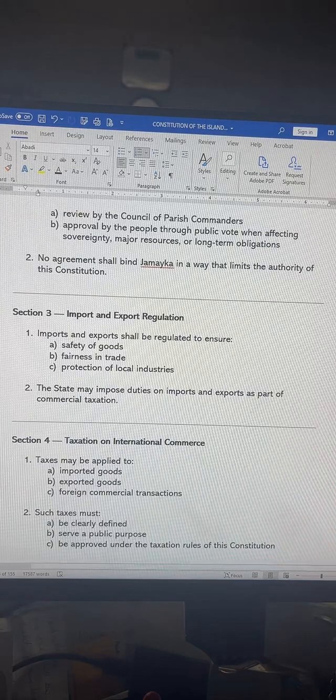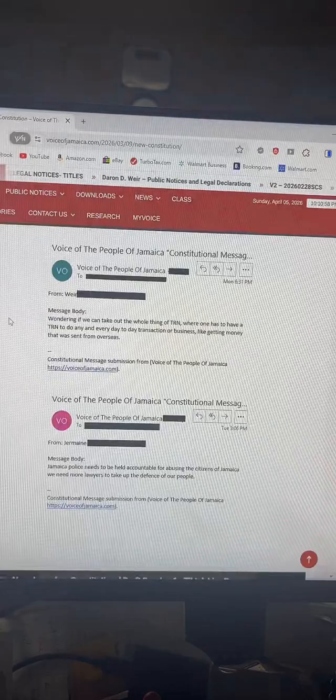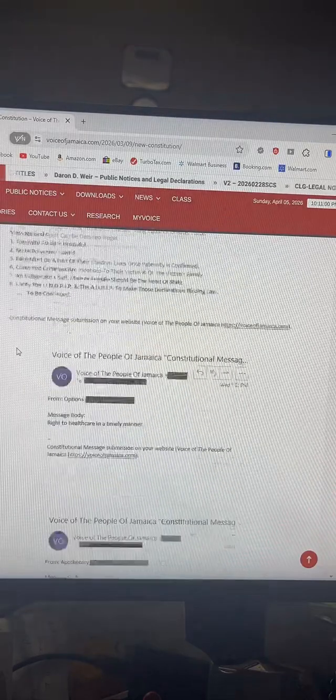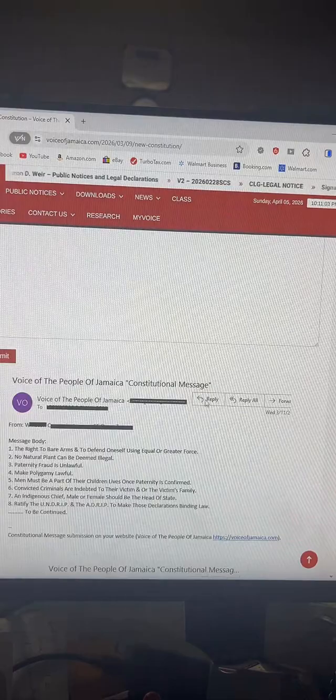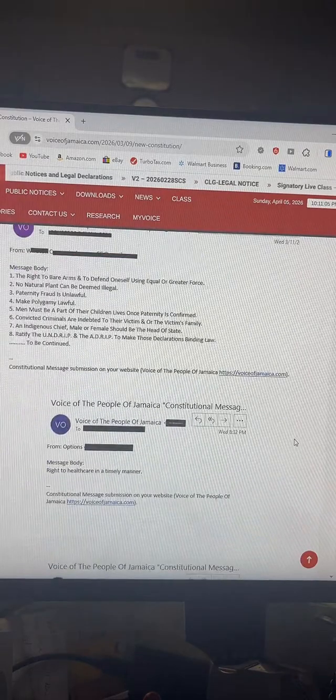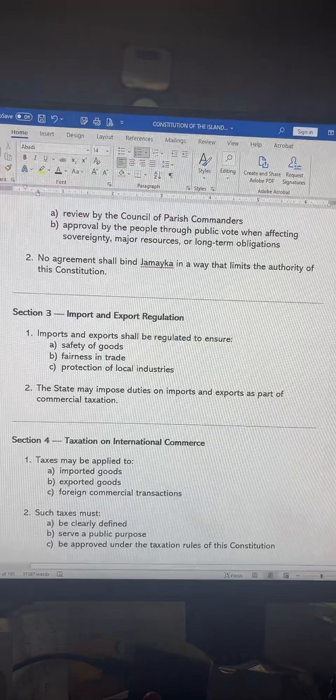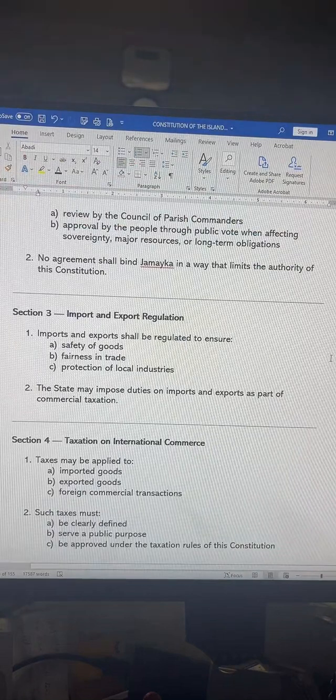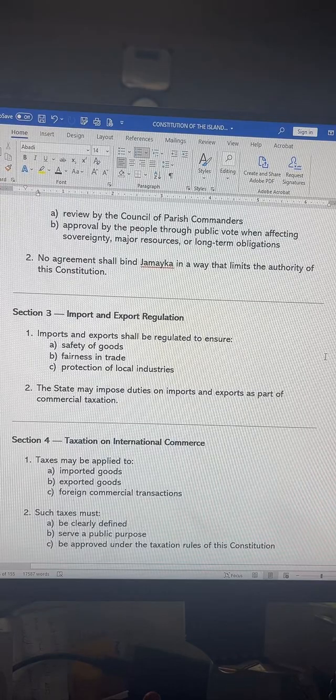All right. So we have now covered all of the suggestions that were made so far on voiceofjamaica.com. So we are going to do business with entities. They don't prevent you because you're not using government process. Right.